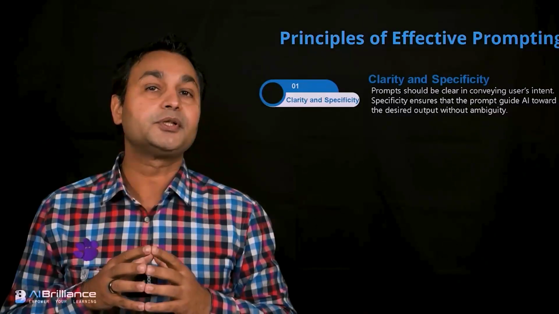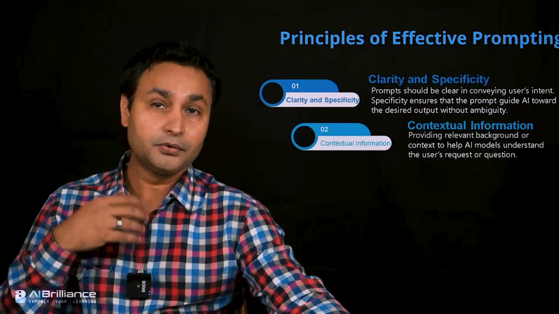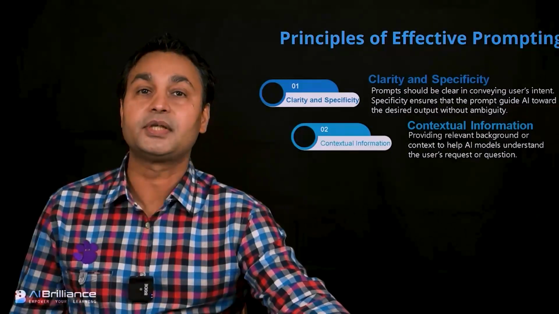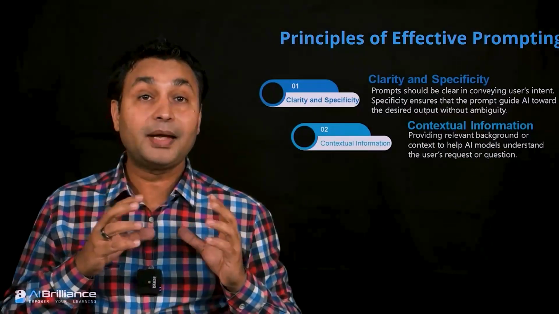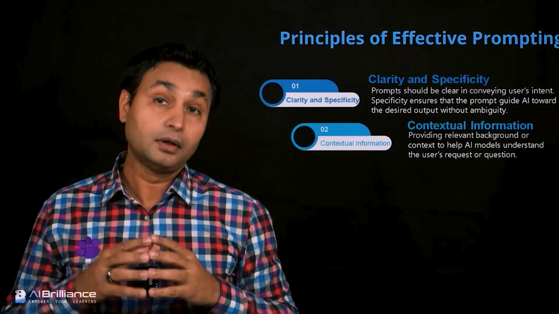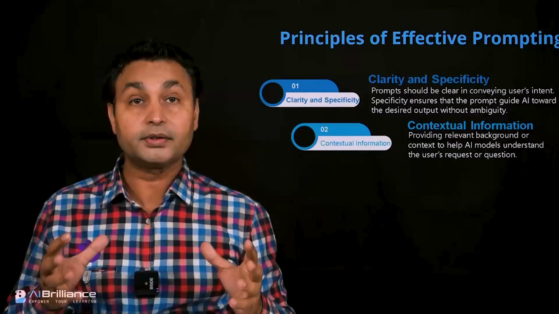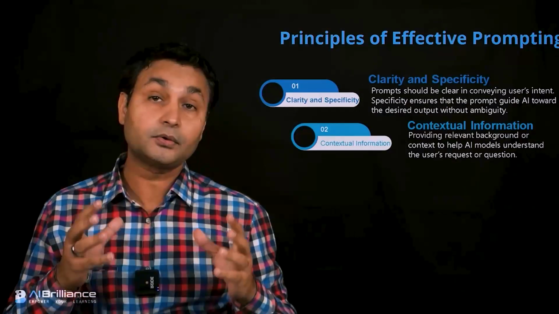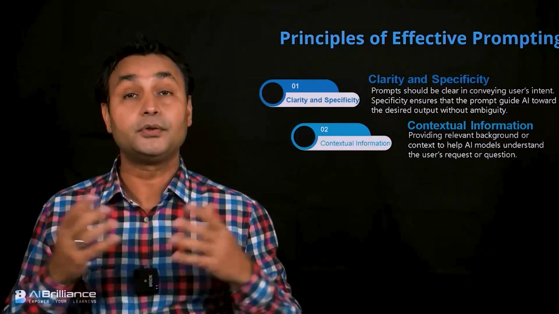This is one of the principles that you should be following when you are doing prompt engineering or using the prompting interface of ChatGPT. Contextual information. Providing relevant background or context in your prompts to help the large language model or the ChatGPT interface understand the user's request or question is also a good principle to have when you're doing prompting.